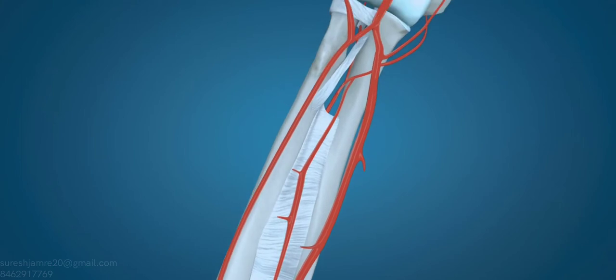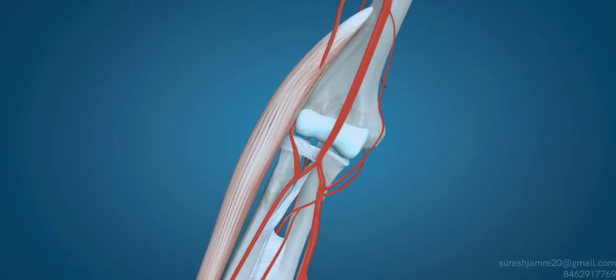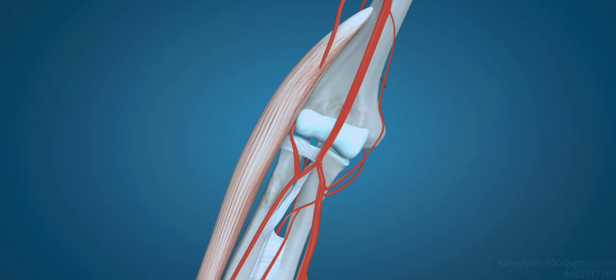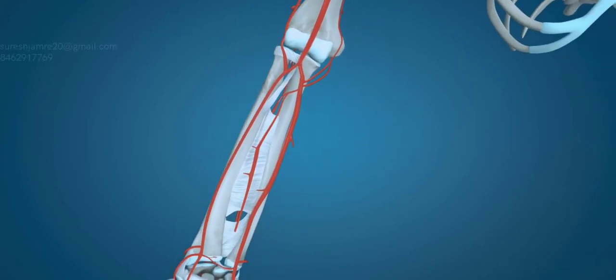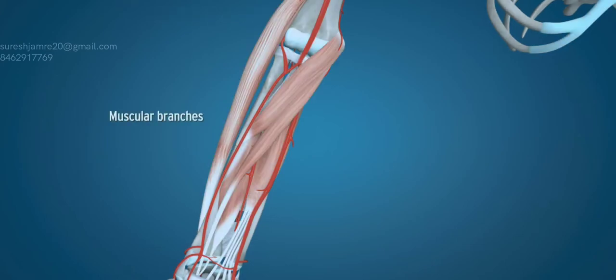Branches. Radial recurrent artery. It arises in the cubital fossa. It runs upwards deep to brachioradialis and takes part in anastomosis in front of lateral epicondyle of humerus with radial collateral artery. Muscular branches to the muscles of the lateral side of forearm.